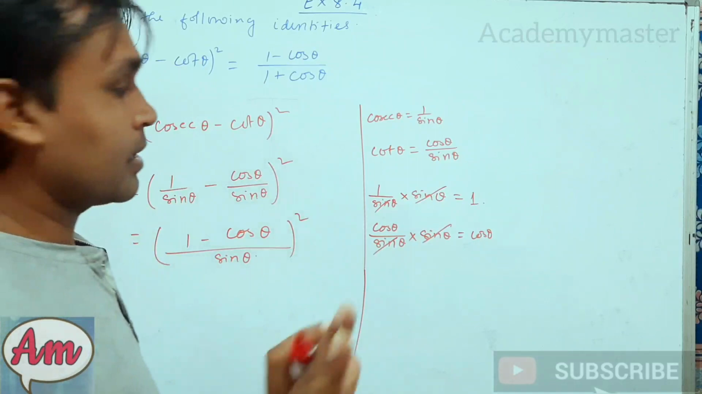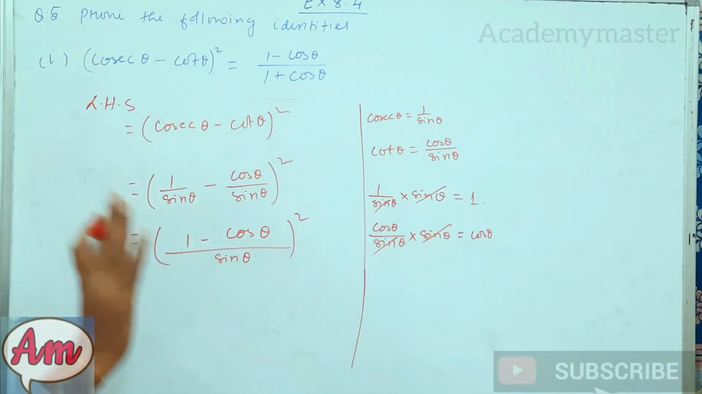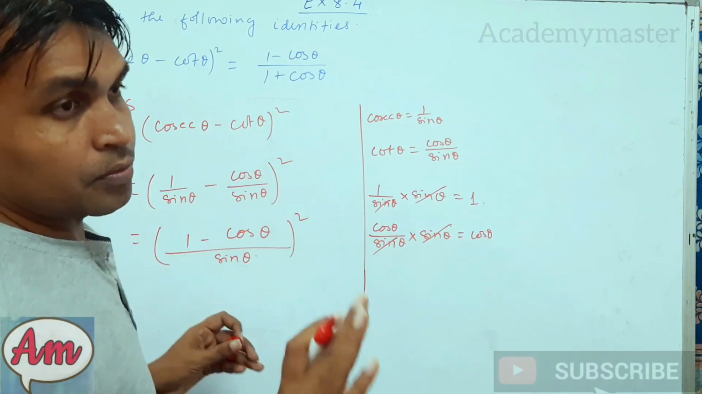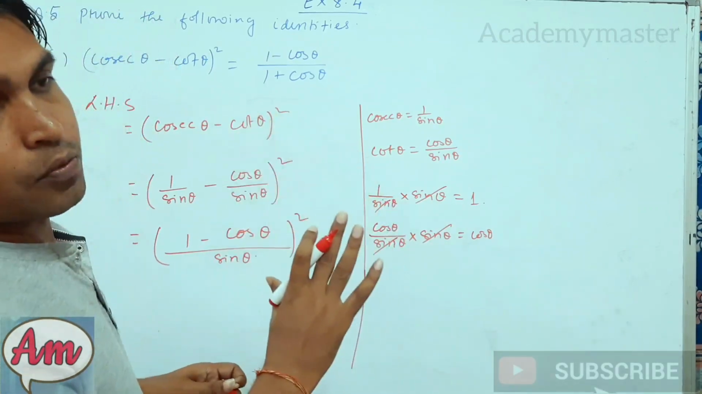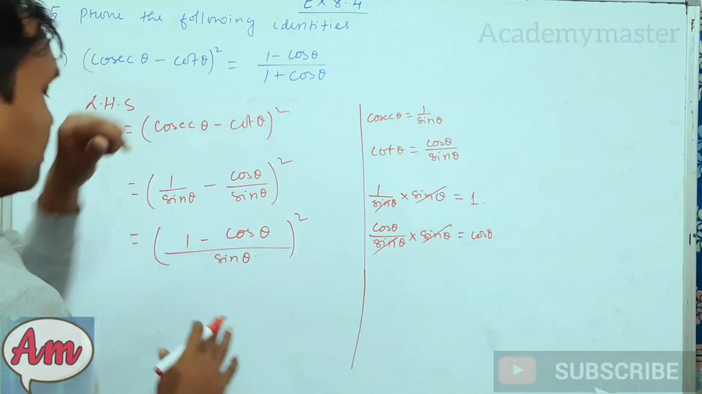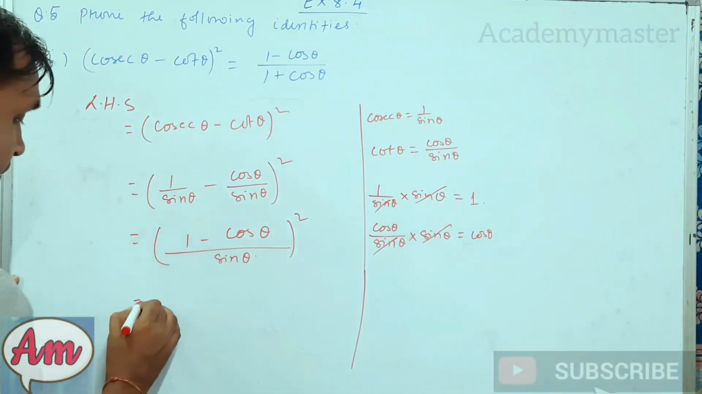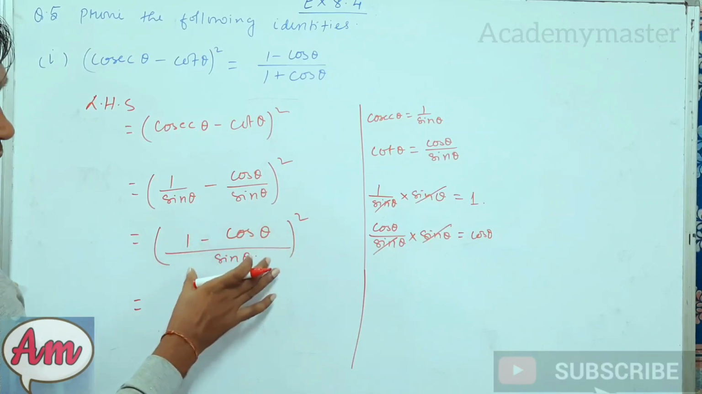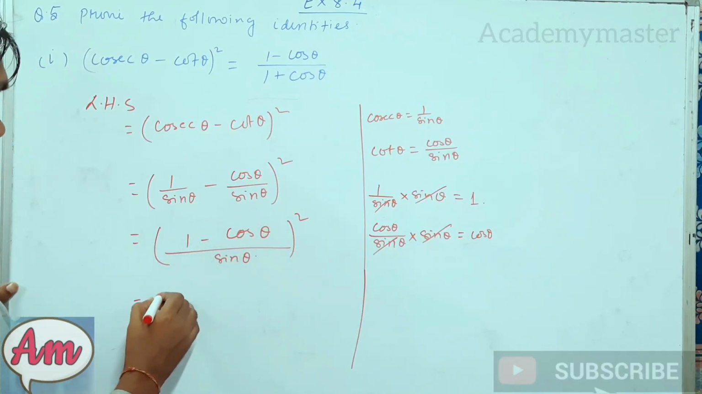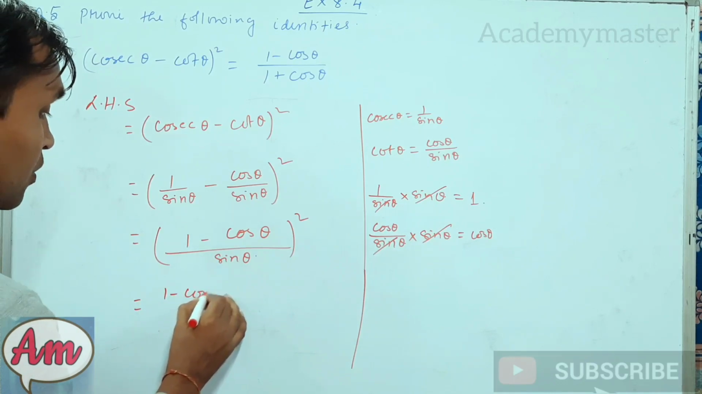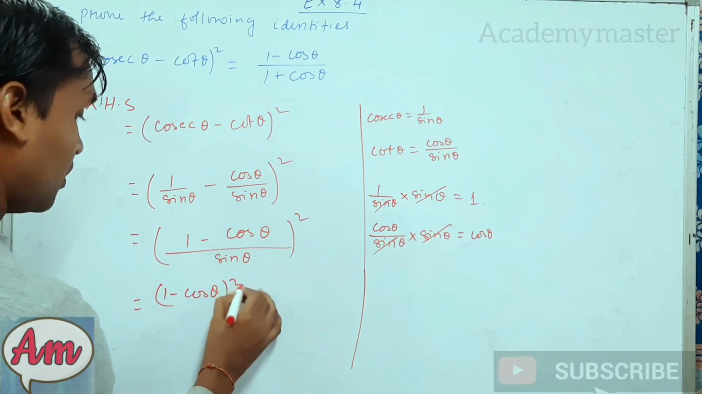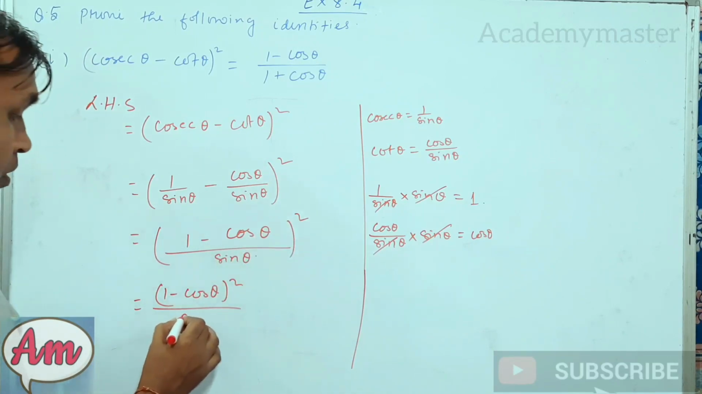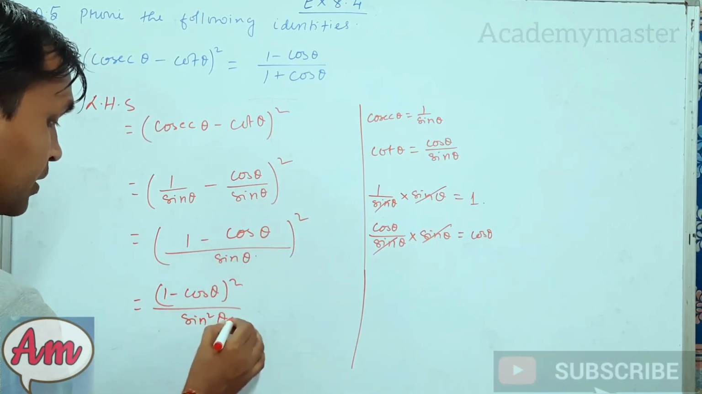Hope you are understanding. I'm going very slow, in a very easy manner. None of the videos on YouTube you will find like this, in the easiest and simplest way I'm trying to tell you. Okay, fine, let's start again. Now this is whole square, that means the square is for the numerator and the square is for the denominator also. So we'll separate: (1 minus cos theta) whole square by sin square theta.